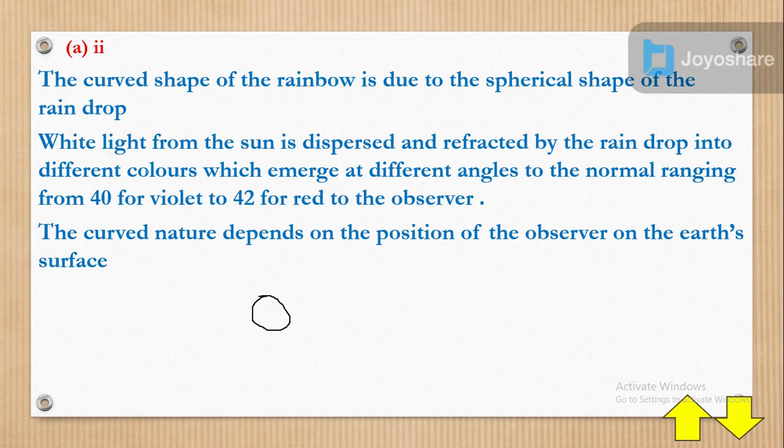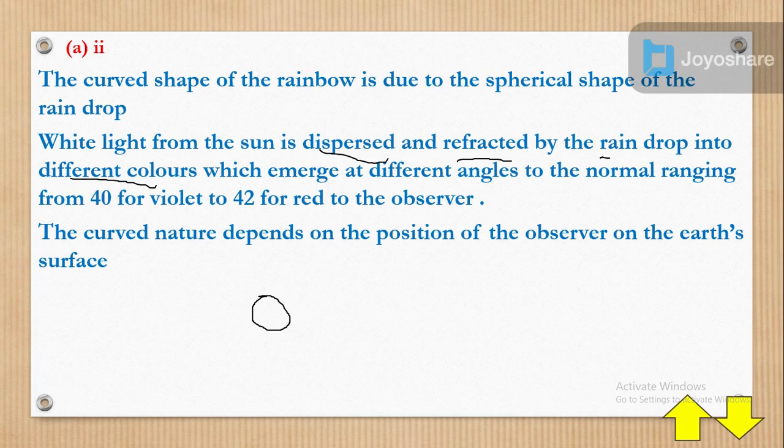White light from the sun is dispersed and refracted by the raindrop into the different colors which emerge. Now, as you are describing this, you should also be remembering the prism you have done. It's more like that. Dispersion of light, and light is also refracted. That's what you must think about. So white light from the sun is dispersed and refracted. Those are key words, you shouldn't miss them out. By the raindrop into different colors.